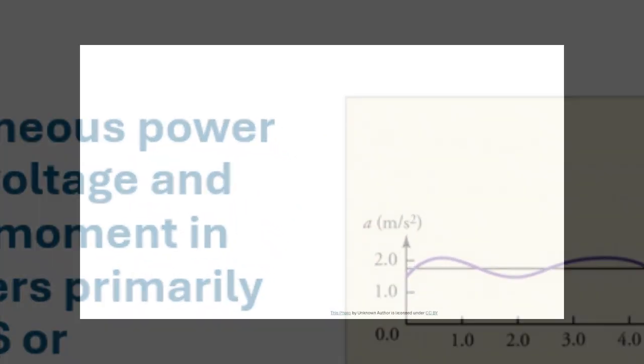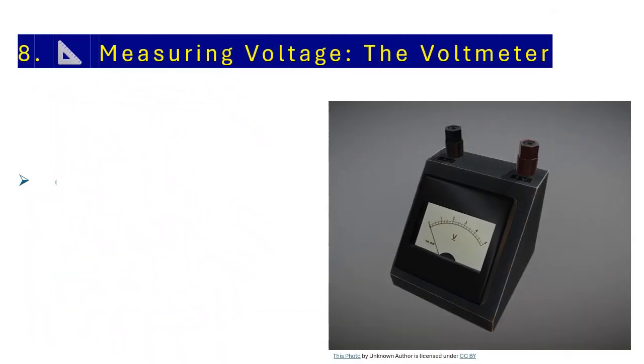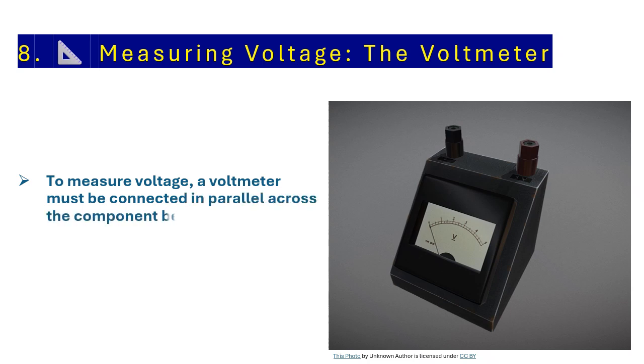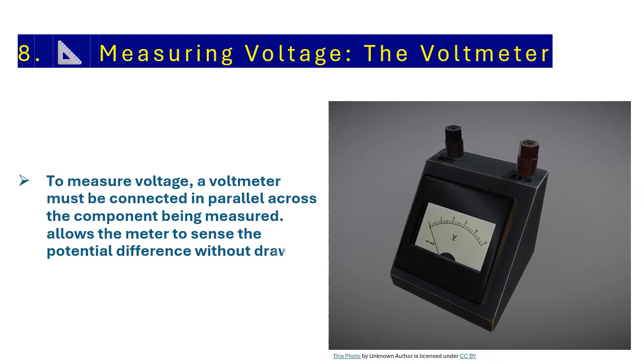8. Measuring voltage, the voltmeter. To measure voltage, a voltmeter must be connected in parallel across the component being measured. This allows the meter to sense the potential difference without drawing significant current.